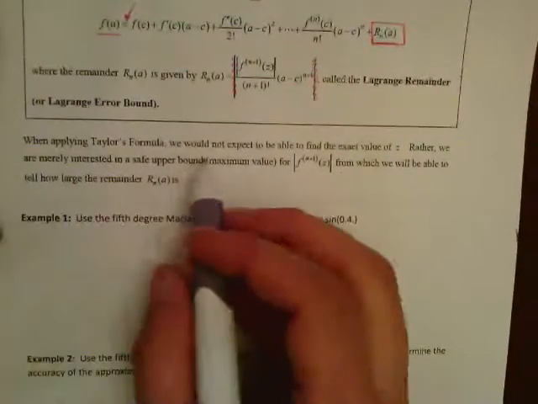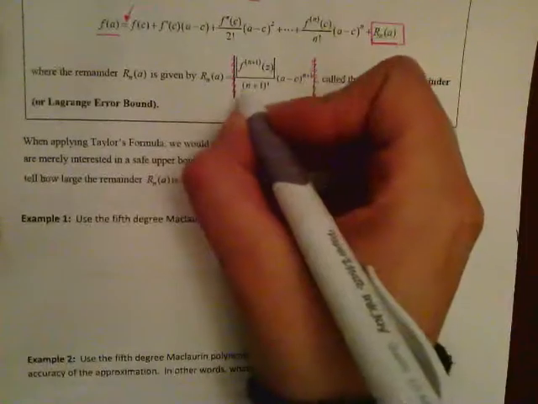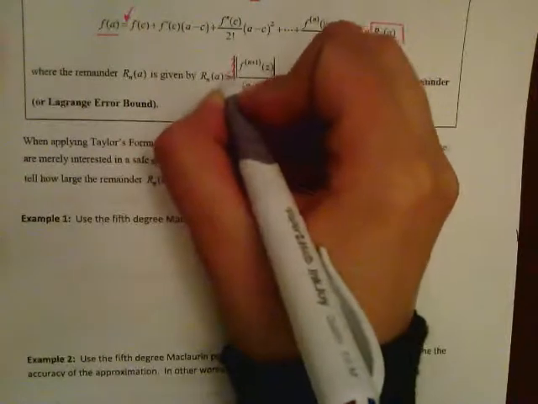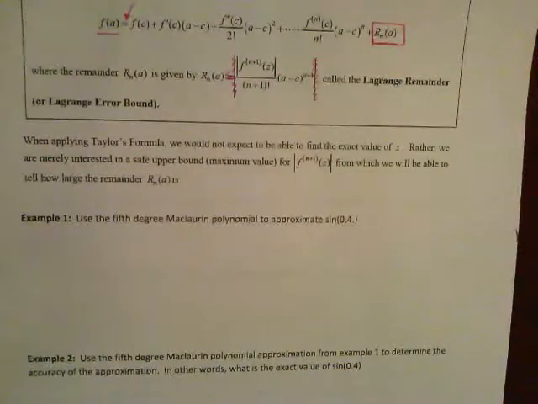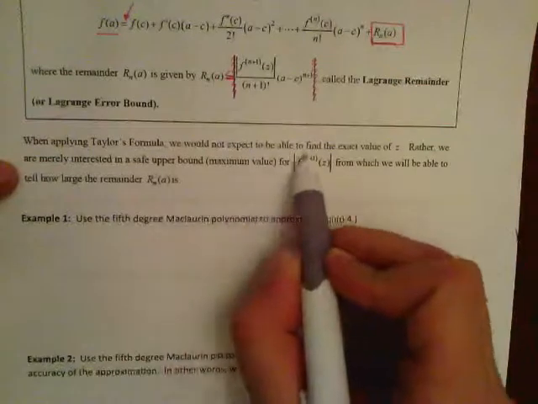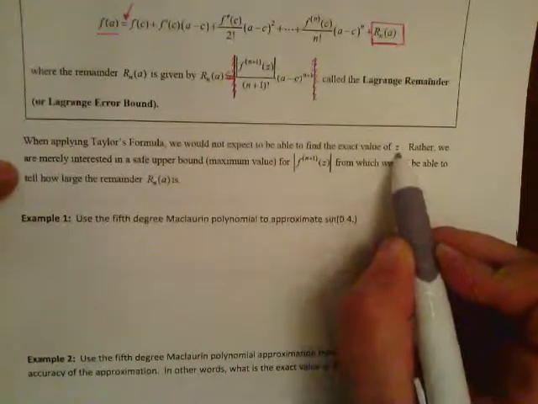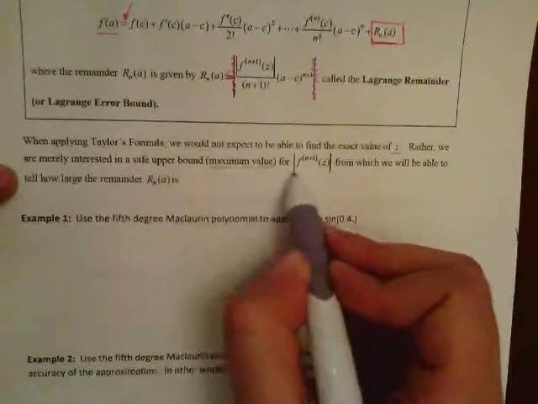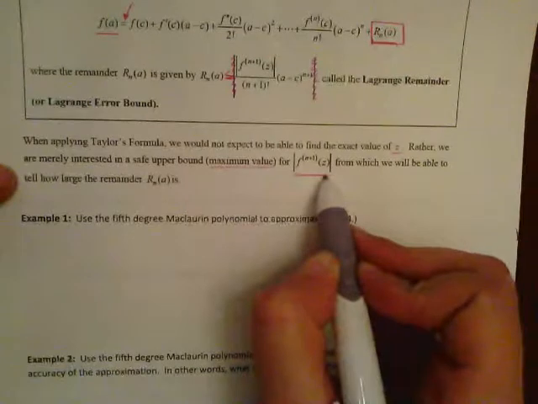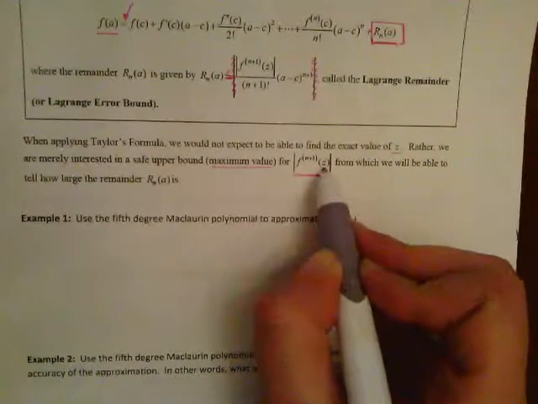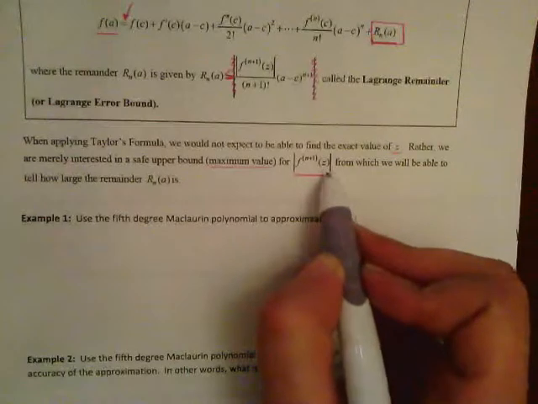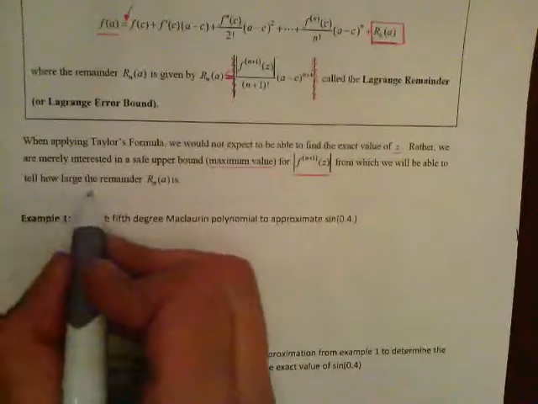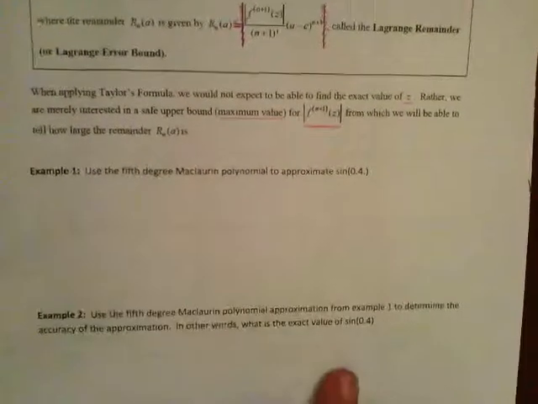Oh, and again, this has to be less than or equal to. Sorry about that. When applying Taylor's formula, we would not expect to be able to find the exact value of z. Rather, we are merely interested in the safe upper bound, the maximum value for this. So we're not going to find the exact value of z. We just want to find the safest max value, from which we will be able to tell how large the remainder is.